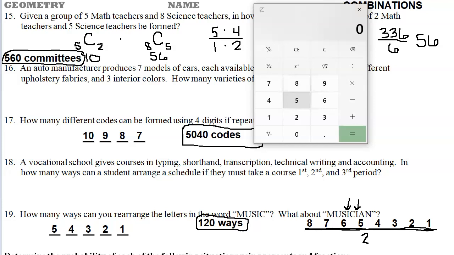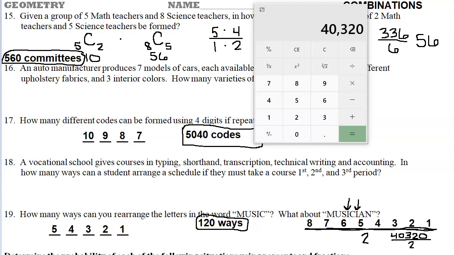Now, I think I know the answer here, but I'm just a little bit nervous about it, so I'm going to throw it in there. All right, there you go. So you get 40,320. But then you have to divide by 2 based on the repeats.